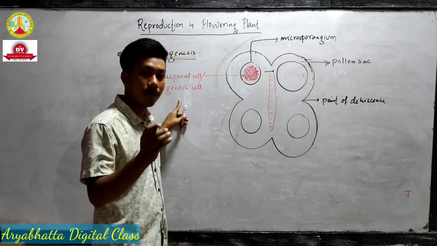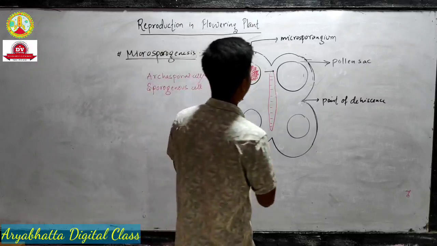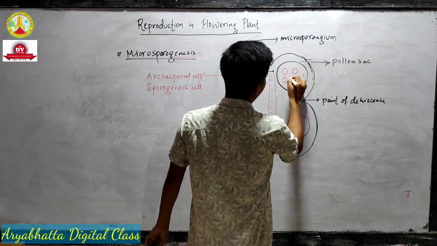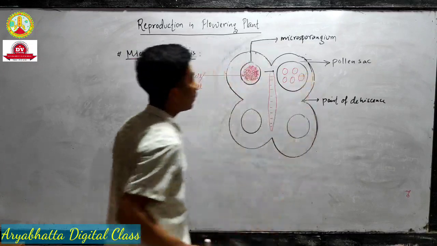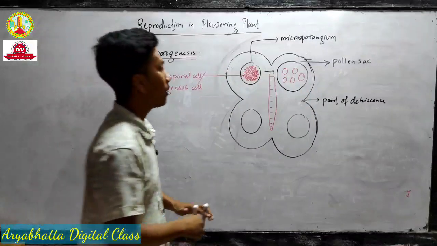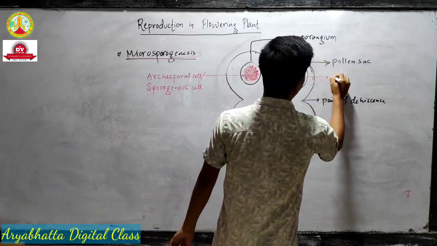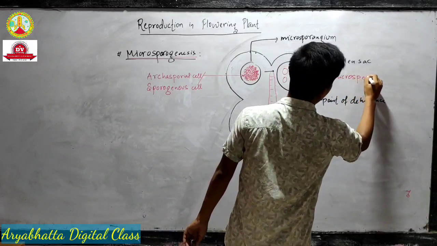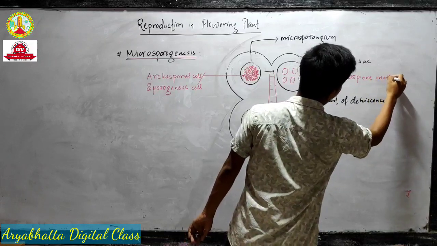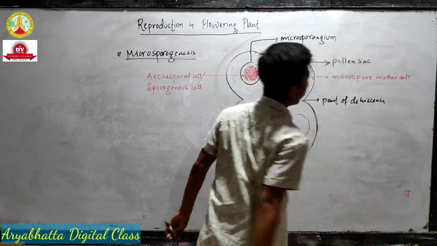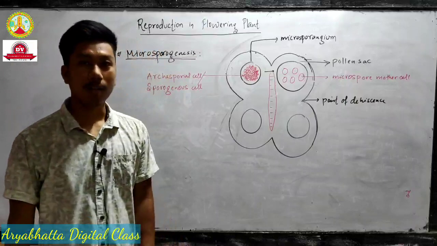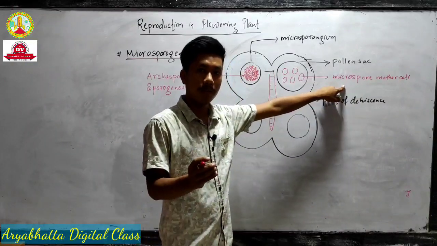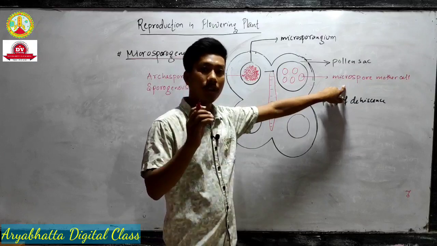Now, as well as that, the archesporial cell size also becomes big and the cells separate from each other, and we will call that cell a microspore mother cell. Each microspore mother cell is capable of giving rise to a microspore tetrad.